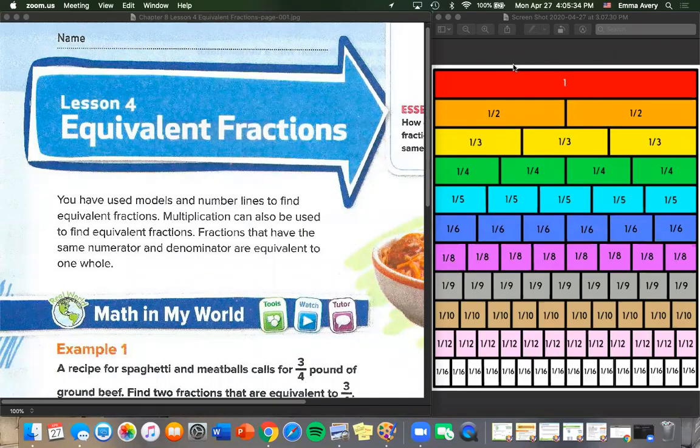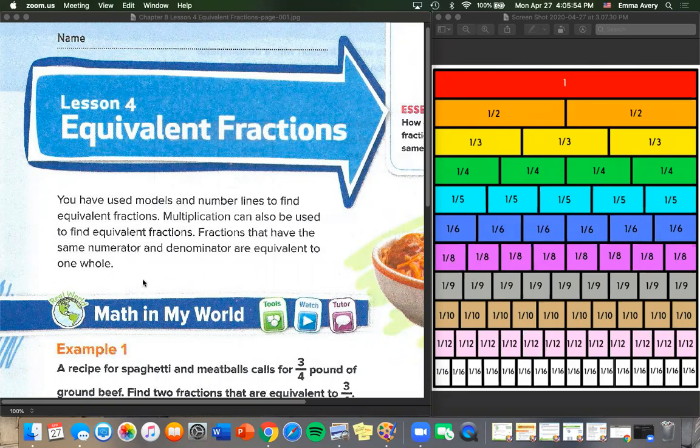Today we are going to be doing lesson 4, equivalent fractions. So let's read this paragraph. You have used models and number lines to find equivalent fractions. Multiplication can also be used to find equivalent fractions. Fractions that have the same numerator and denominator are equivalent to one whole.